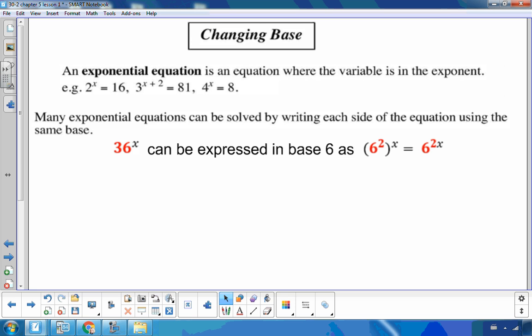So here's an example. 36 to the exponent of x can be written as a base of 6. Notice I used color here just to differentiate. So the base of 36 could be rewritten as 6 squared. And then of course you would multiply your exponents together, so still a base of 6, but 2 times x would be 2x. So I want to practice writing it as the same base, and then you'll see where we're going with that when we solve the equations.